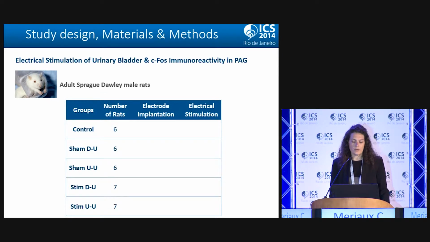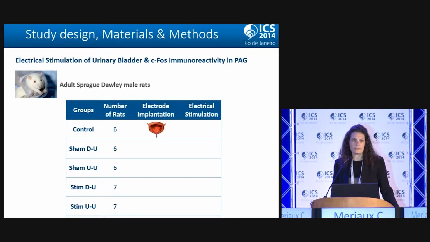For this, we opted for the following strategy. We did electrical stimulation of the urinary bladder in order to induce some sensation in the bladder. And we combined this with topographical localization of c-Fos in the PAG in the rat. The c-Fos is a well-known marker for neuronal activity. So we had 32 animals, and they were randomly assigned to 5 experimental groups.